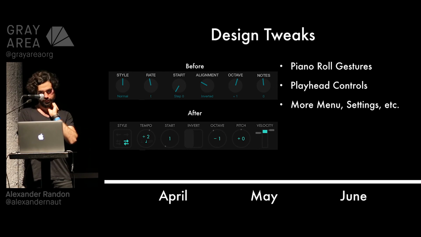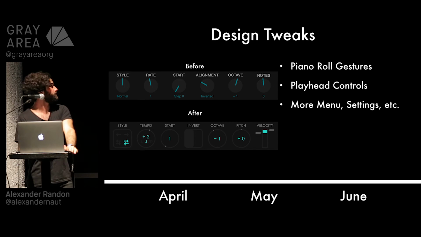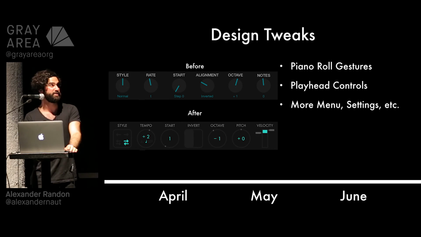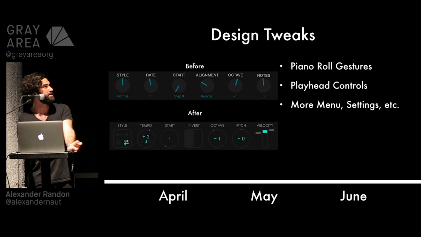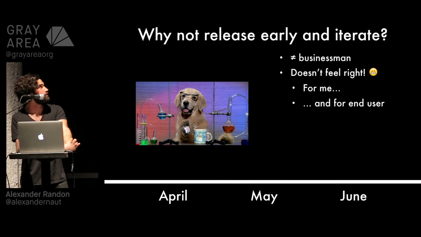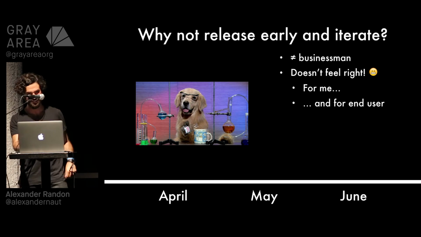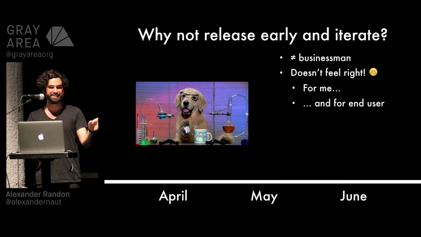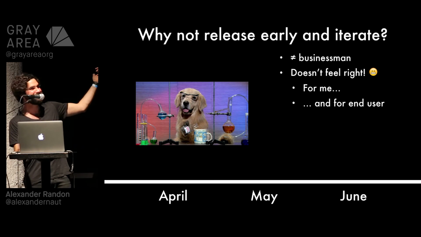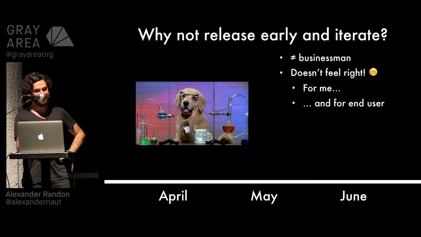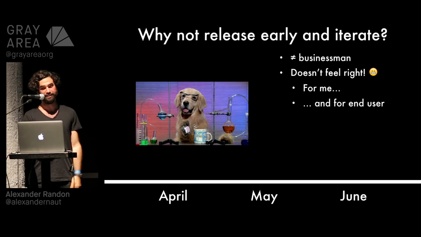Cool. So, yeah, I could go on and on about all the things I did, and I really want to, but I know it gets really boring very quickly. But I think the more interesting question might be, why not release early and iterate? This is kind of funny, but I'm not a businessman at all, and I used this picture too, which is the same meme as Jonathan. So when it comes to making business decisions, I have no idea what I'm doing.